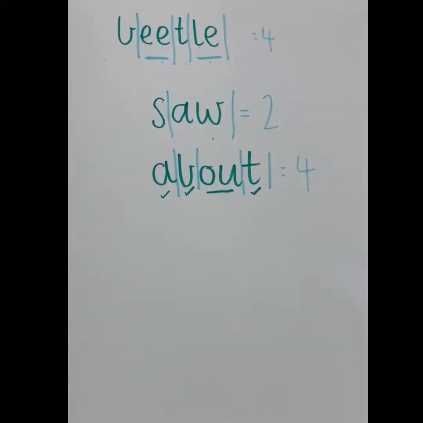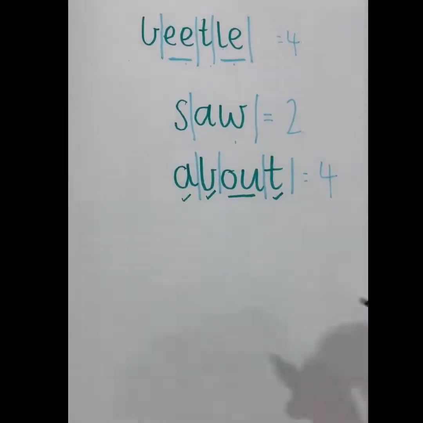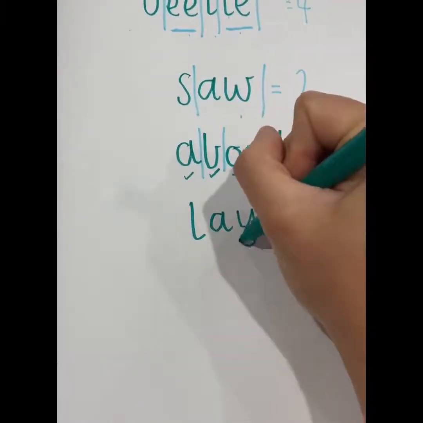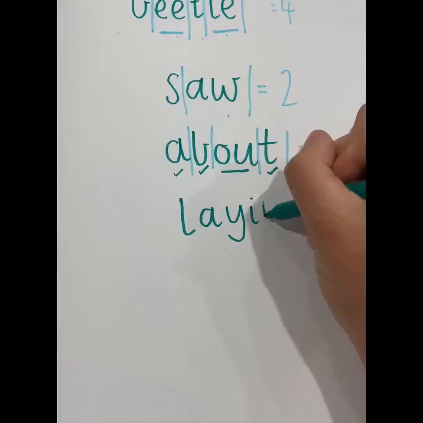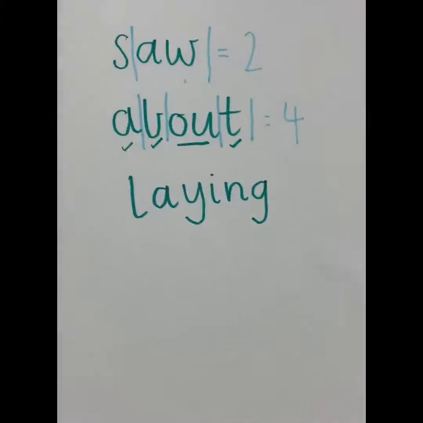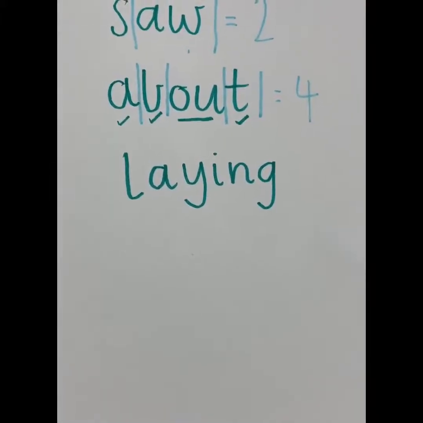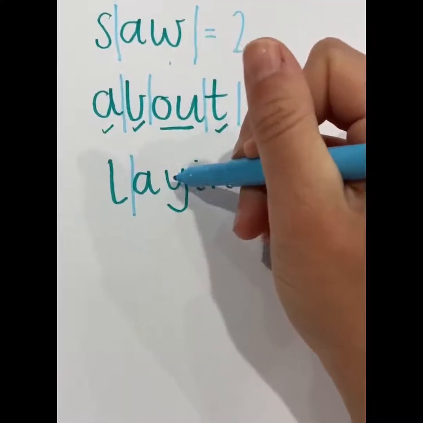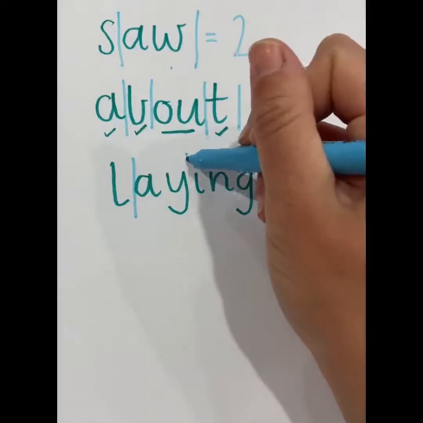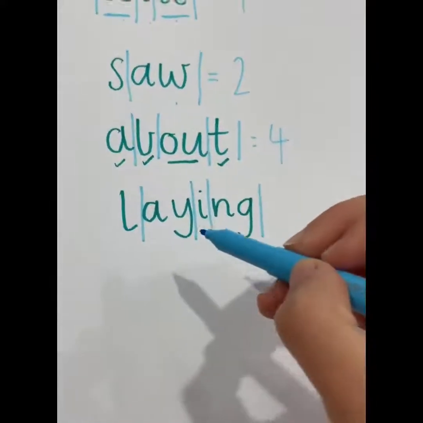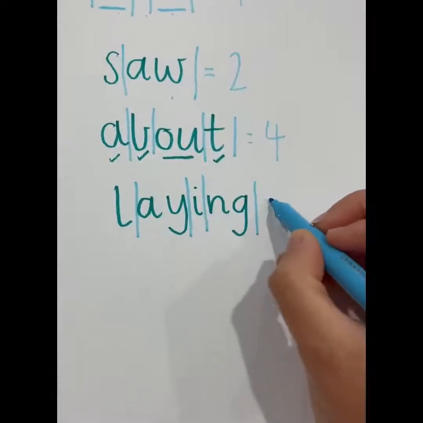Let's investigate that word. The last word we're going to look at is laying. So I'm going to start by writing lay. Fantastic. Now let's break laying into its separate sounds. So I'm going to start with l, a. I can't hear a y, so the ay must be working together. A, i, ng. L, a, i, ng. So it's got 4 sounds as well.